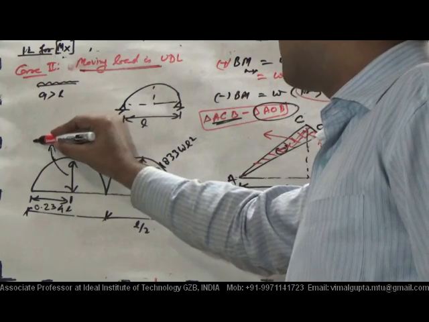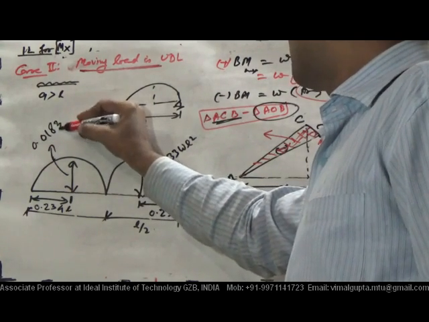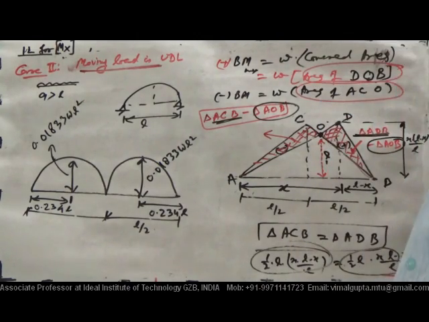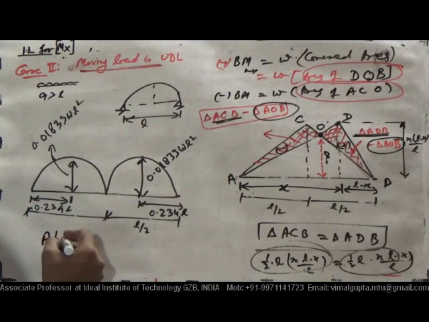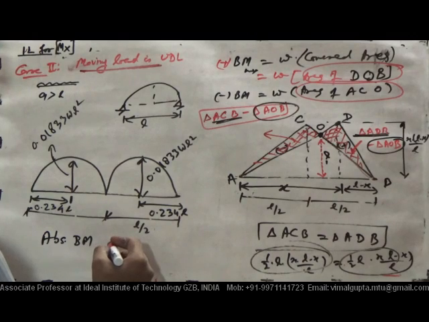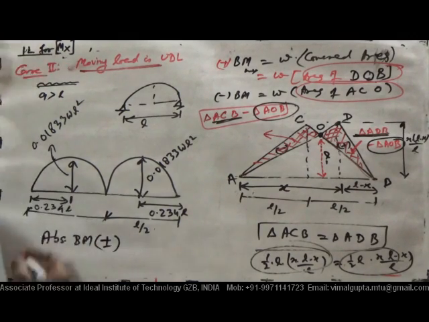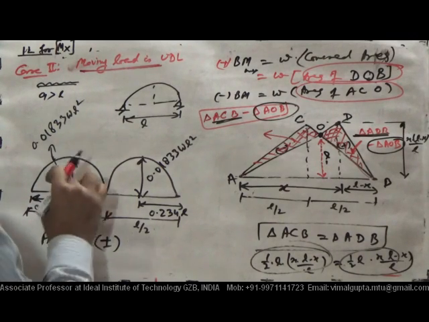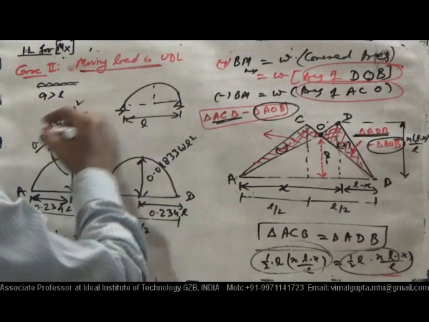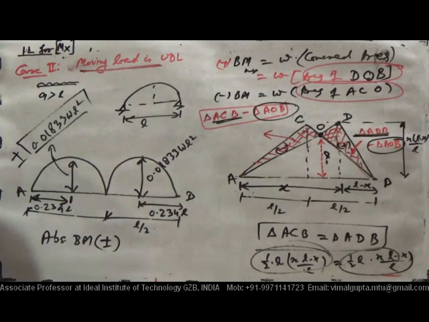This ordinate also has the same value, 0.01833 WL square by 8. Let me check. Okay, 0.01833 WL square by 8. So this is the plot for absolute bending moment. Positive and negative bending moments have the same value, and it will occur at a section 0.234 L from either A or B. This value will be the same, positive and negative both. So for objective type questions, you have to remember that value.